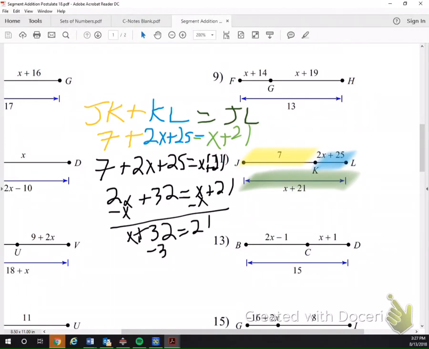So we have x plus 32 equals 21. We subtract 32 from both sides. And we get x equals negative 11. So that's our answer. Now, as always, if we wanted to, we could go and double check.